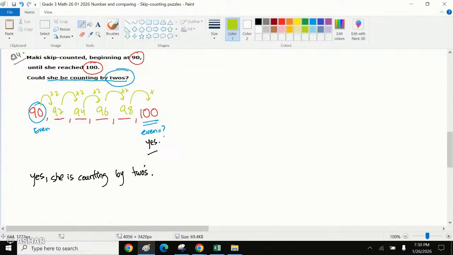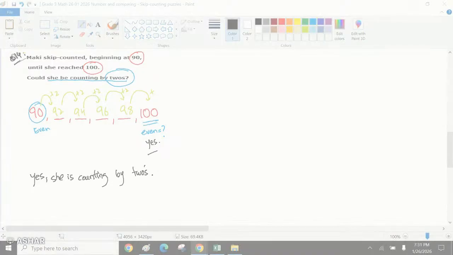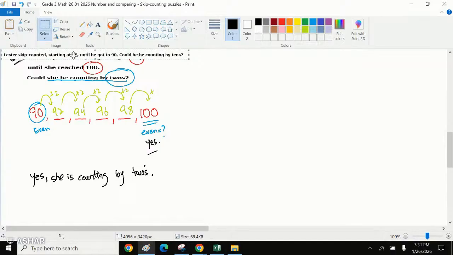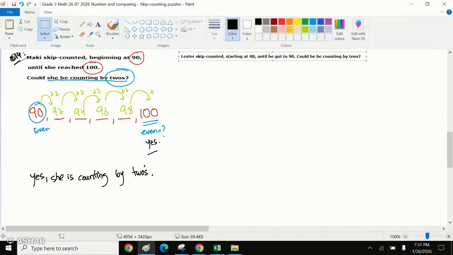So let's try another question. This was question number 14. Let's try question number 15. It says Lester skip counted starting at 40 until he got to 90. Okay, 40 to 90. They're asking us, is he skip counting by tens? Until he reached 90, could he be skip counting by tens?